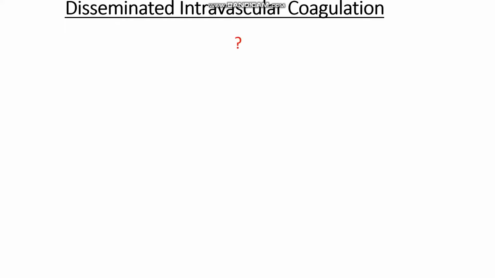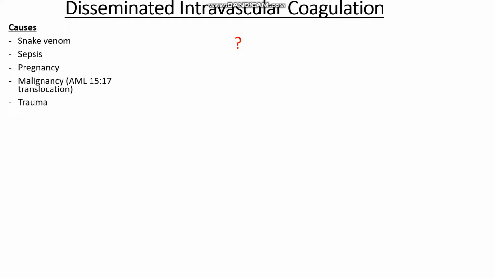Well, this process all gets started off with something, and we don't exactly understand what that exact thing is. It could be many things, but some of the more common things that we are aware it can be caused by are things like snake venom, sepsis, pregnancy, malignancy, specifically if you have a type of acute myeloid leukemia where you have a 15-17 translocation, or pre-myelocytic leukemia, you're at a really high risk of this, as well as trauma.